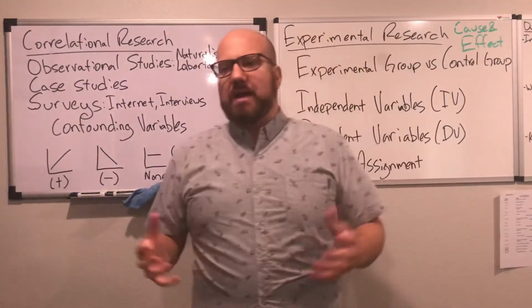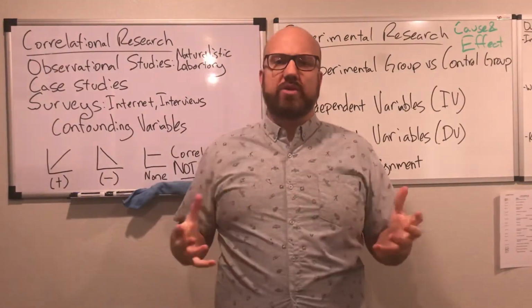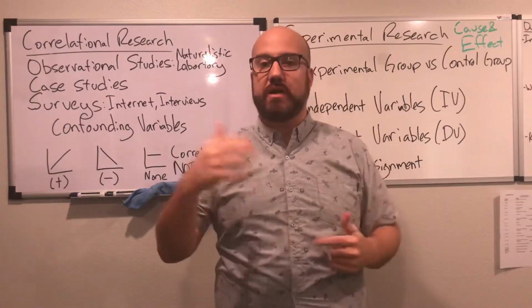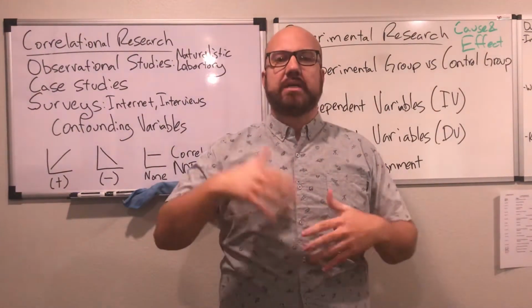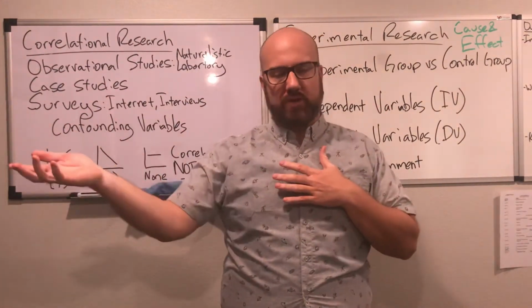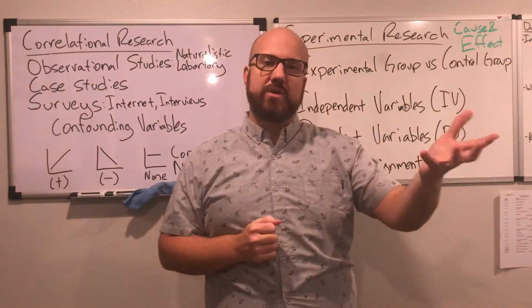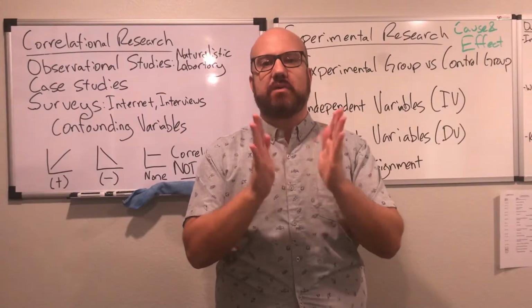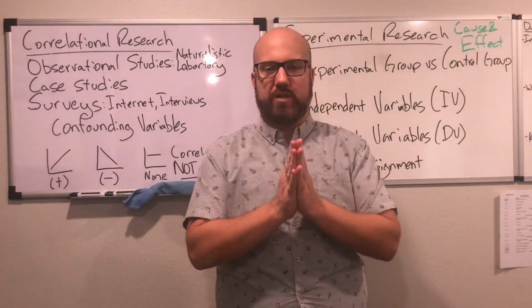So for instance, we might have a correlational research that's looking at ice cream sales on a hot day, right? So we're looking at the temperature, that's variable A, and we're looking at ice cream sales, that's variable B. And we're looking to see if there is a relationship between these two variables.